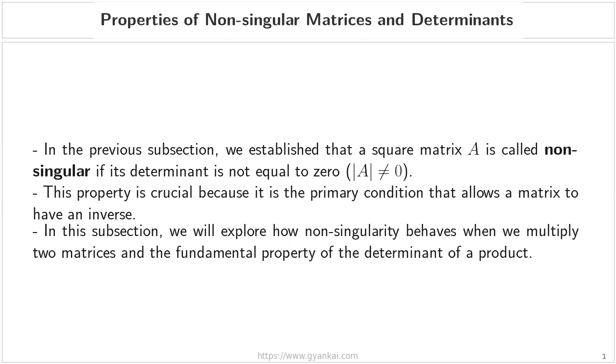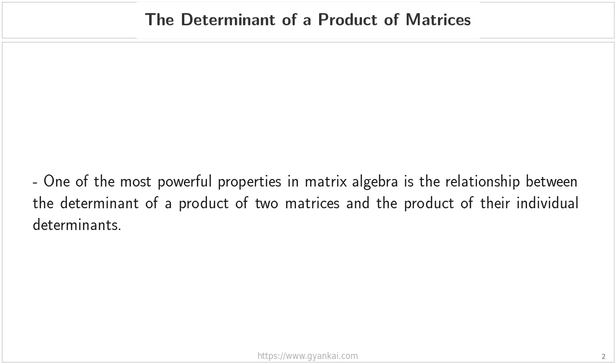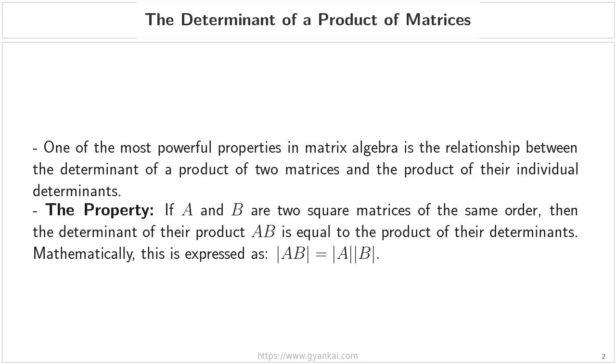Let's get started. The determinant of a product of matrices. Now that we've established what it means for a matrix to be non-singular, specifically that its determinant isn't 0, let's move on to one of the most powerful properties in matrix algebra. This property describes the beautiful relationship between the determinant of a product of two matrices and the product of their individual determinants. Here is the property itself.